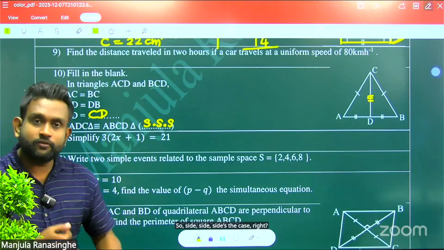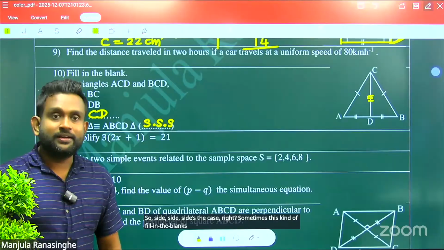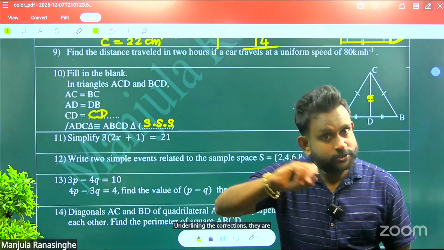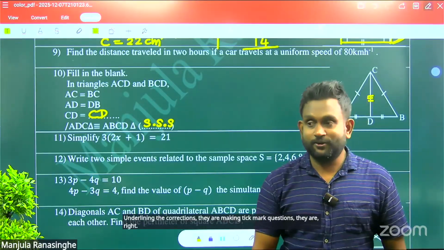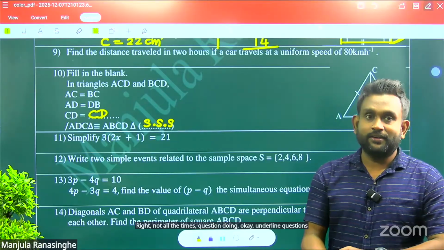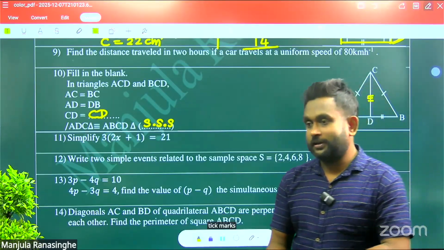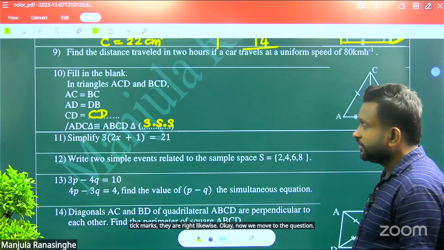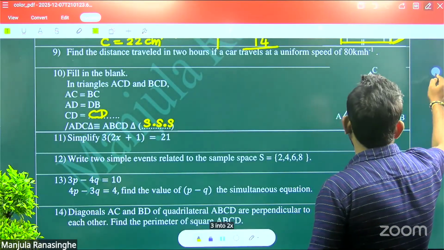Sometimes in maths, this kind of fill in the blanks question involves underlining, and sometimes tick marks. Not all the time is it the same; underline questions are there, tick mark questions are there. Likewise. Okay, now we move to the question on simple equations. 3 into 2x plus 1 equals 21.